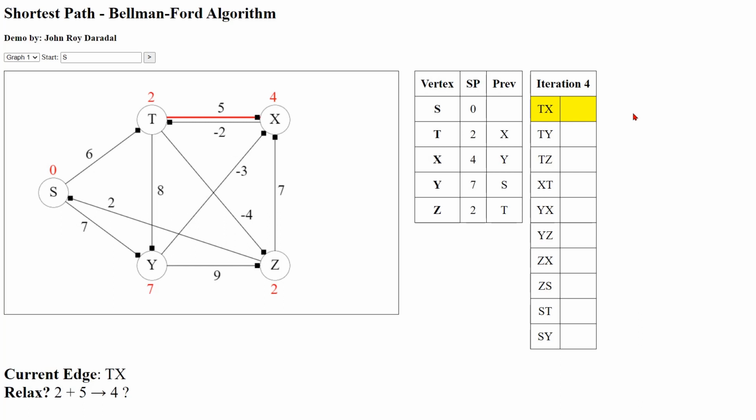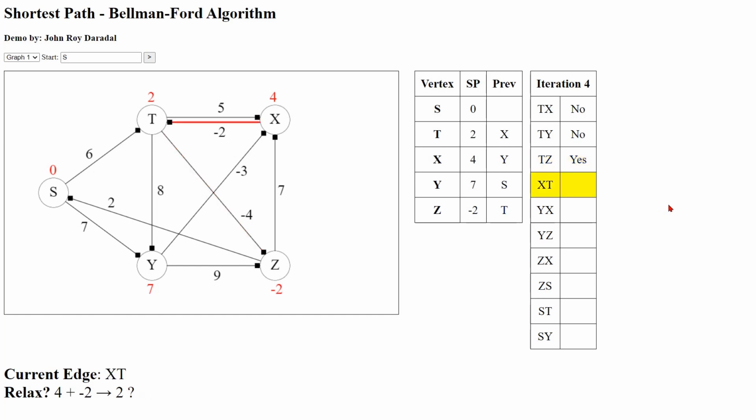Okay, so for Tx, can we still improve this one? 2 plus 5 is 7, not better than 4, so no. Ty, 10 is not better than 7, so no. Tz, 2 minus 4, that is better than Z, which is 2 currently, so we will improve this one, negative 2. So it becomes negative 2, and then the previous is t.